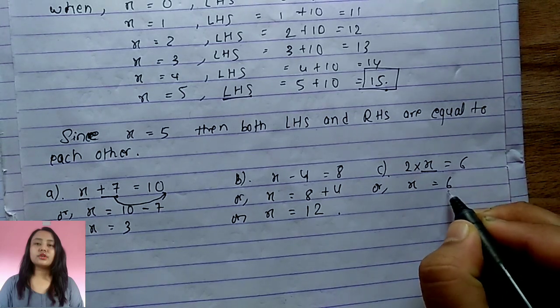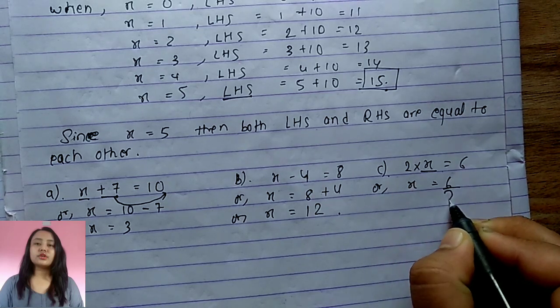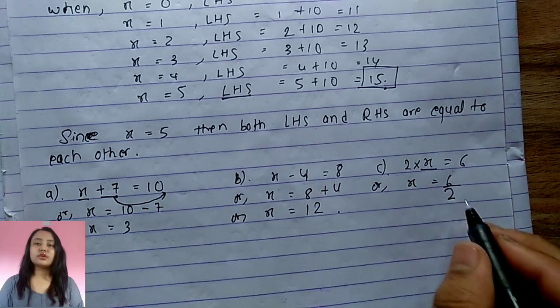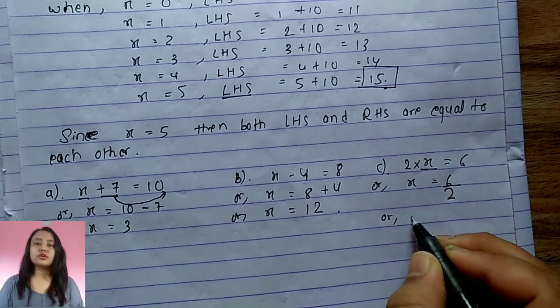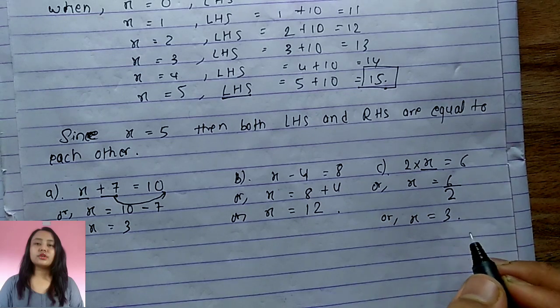So 6 will be similar. Since here is a multiplication sign, it will divide. 6 will be divided by 2. So x will be equal to 3, since 2 threes are 6. Like that you have to know.